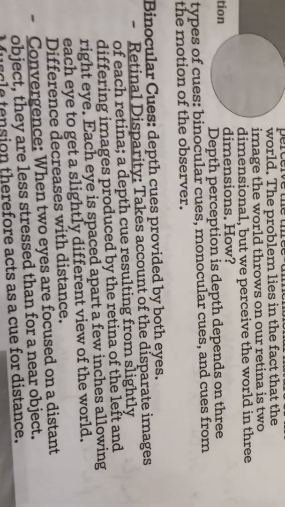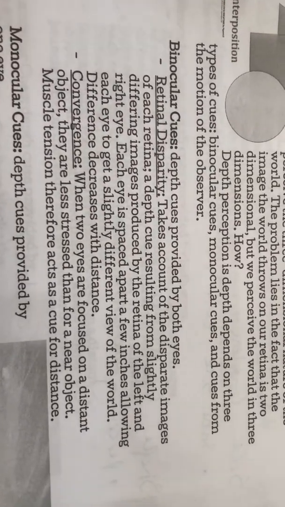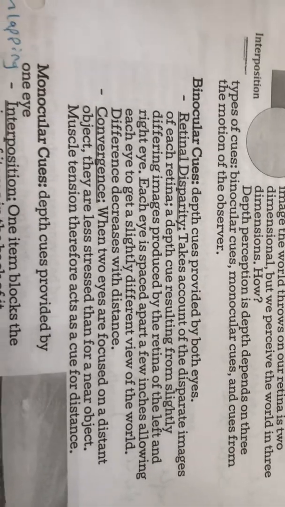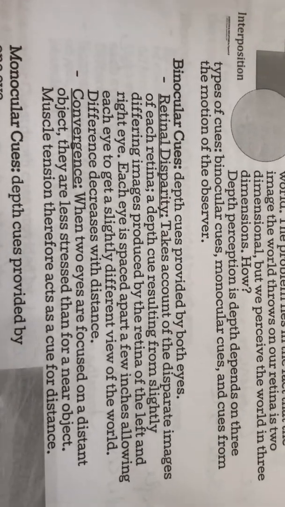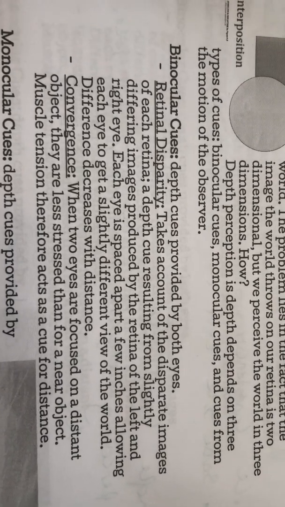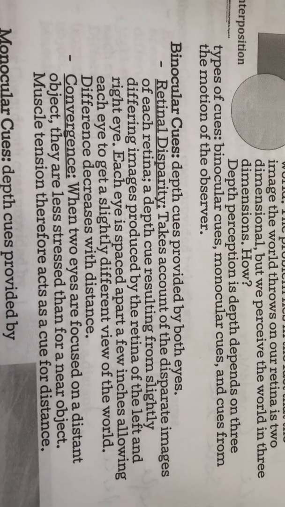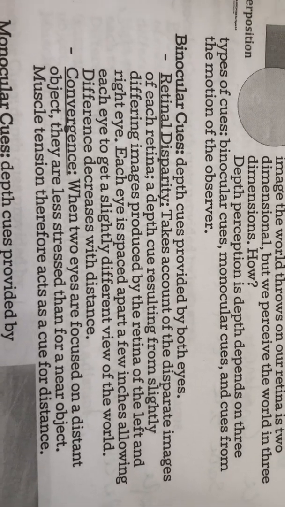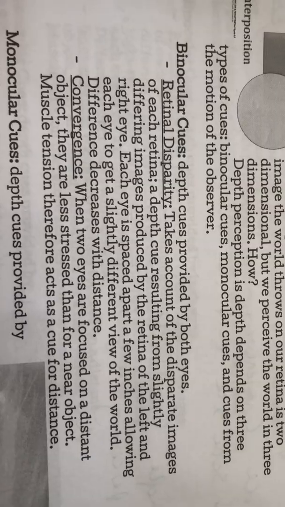Then we have convergence. This is when two eyes are focused on a distant object. They're less stressed than from a near object. It's like when we put our finger towards our nose and then go cross-eyed. It's harder to focus on things that are near our eyes than things that are farther away, so it puts more strain on our eyes. So that's retinal disparity versus convergence.